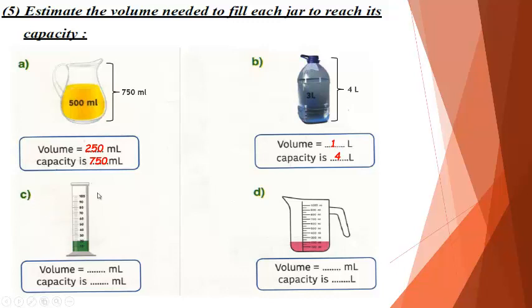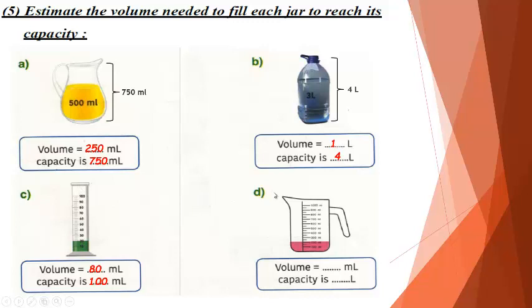Okay, question C. Here I have the capacity, the full capacity equals 100, right? The capacity here equals 100 milliliters. Okay, and I have already 20. Here I have liquid till 20 milliliters. So what is the part needed here, the empty part to fill the 100? It will be just 80, yes, because 80 plus 20 will equal 100.